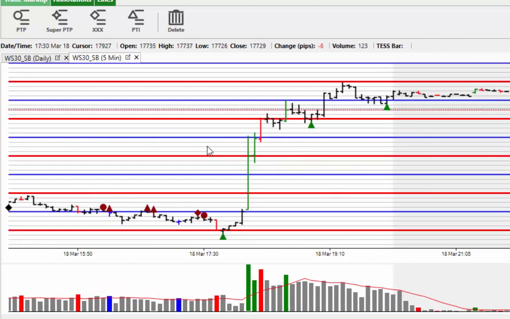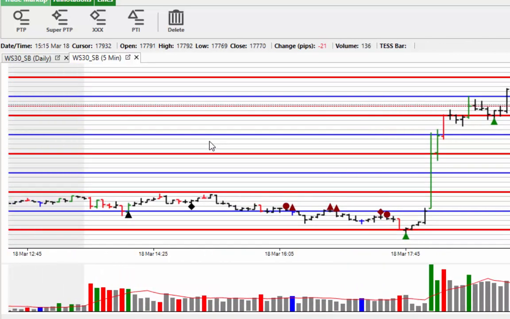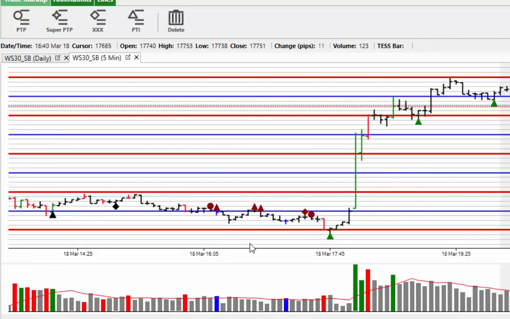So here's a few trades on this, this is of course Wednesday before the Fed came out.